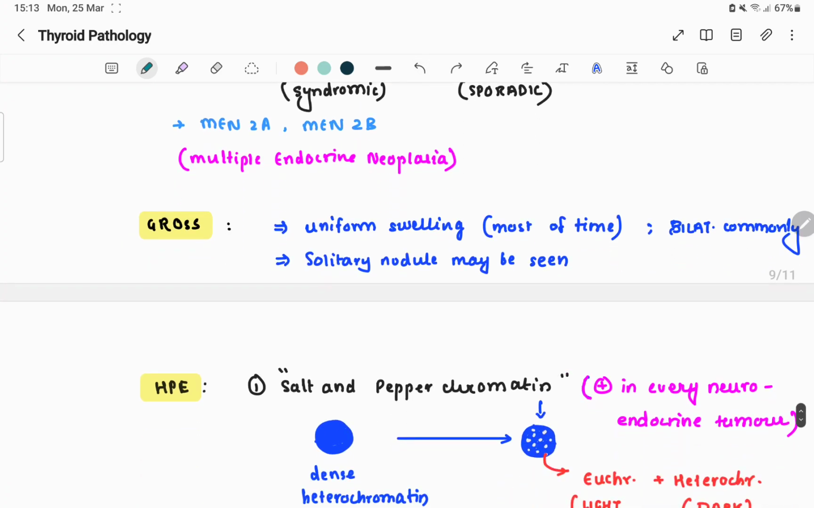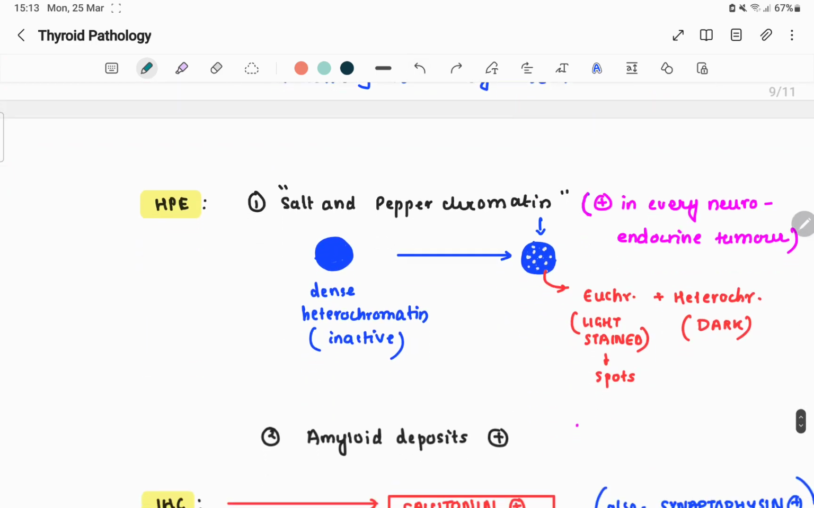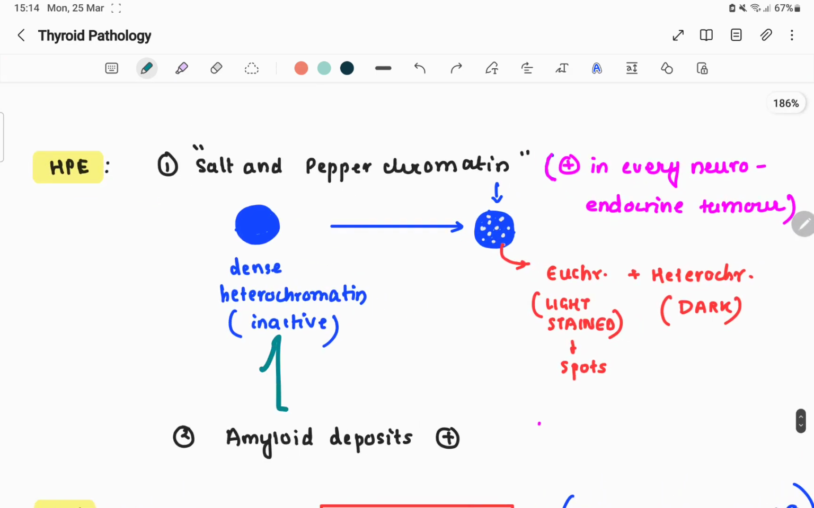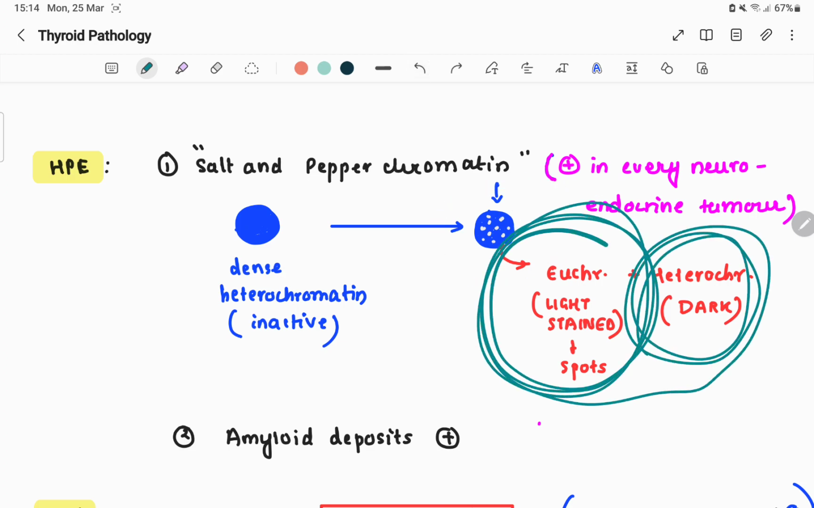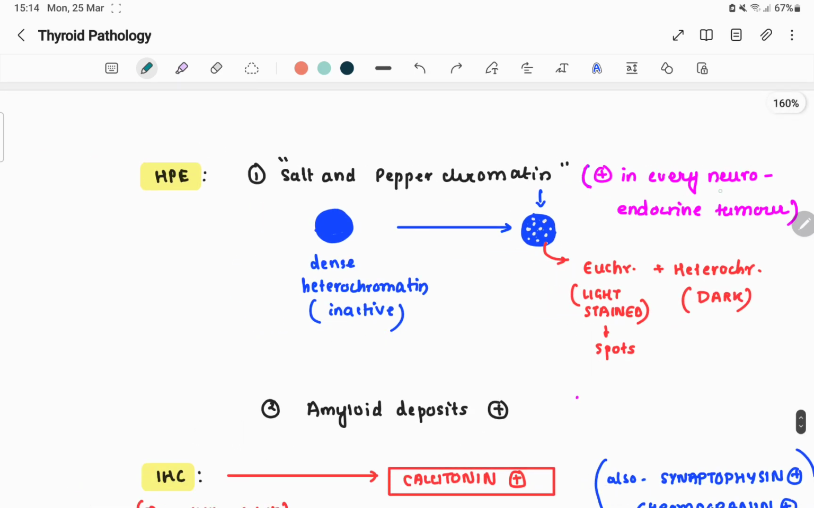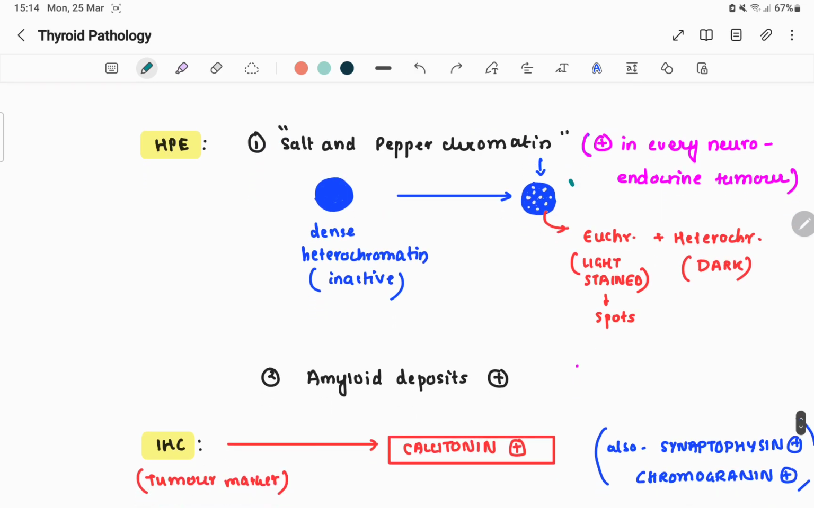In gross, there will be uniform swelling most of the times, and a solitary nodule may be seen. If you see the H&E, there will be salt and pepper chromatin, that is your heterochromatin is dense and inactive. Euchromatin is light stained, heterochromatin is dark stained, so you will see a dotted type of structure. Basically in every neuroendocrine tumor you will have salt and pepper chromatin. This is salt and pepper chromatin.